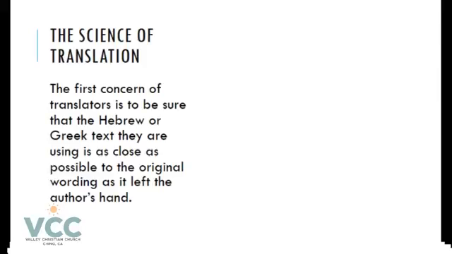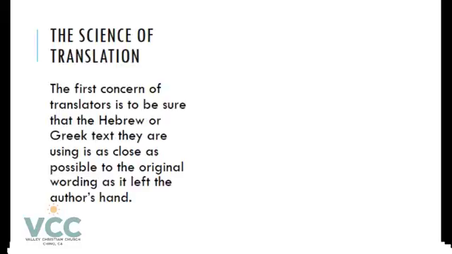So let's talk a little bit about the science of translation. The first concern of translators is to be sure that the original Hebrew or Greek text they are using is as close as possible to the original wording as it left the author's hand. Obviously, we want to make sure that what we are reading is what is actually intended by the author, so we have to make sure that we're getting to that.